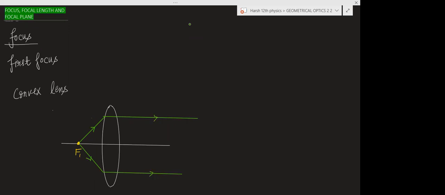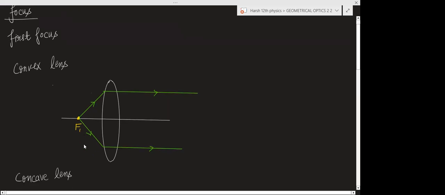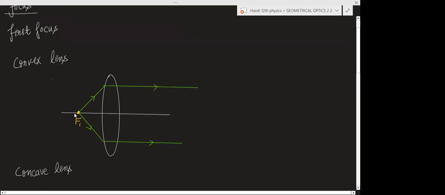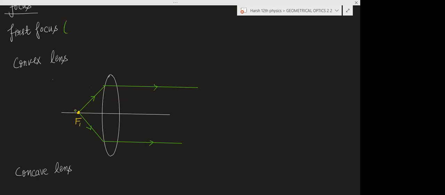Okay. So if a light ray, after passing through the lens, becomes parallel, and you place the object here, and the light rays from that object, after passing through the lens, become parallel to the principal axis, it means that the point where you have placed the object is the first focus of the lens. Yes, the first focus for the convex lens.